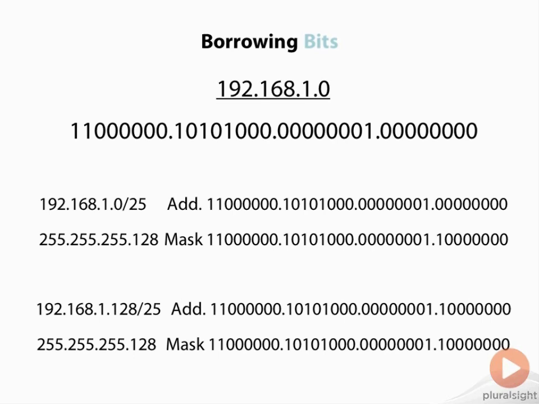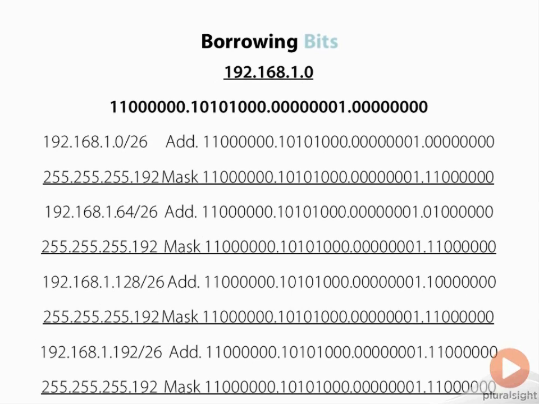Let's try this again, but this time let's divide our Class C network into 4 subnets. So to get 4 subnets, we need to borrow 2 bits from the host portion. So when we borrow 2 bits, ask yourself, how many combinations of 0 and 1 can we make with 2 bits? Well, we have 0 0, 0 1, 1 0, and 1 1, right? So 4 combinations is what we get. What this means is that we can get 4 networks or subnets by borrowing 2 bits.